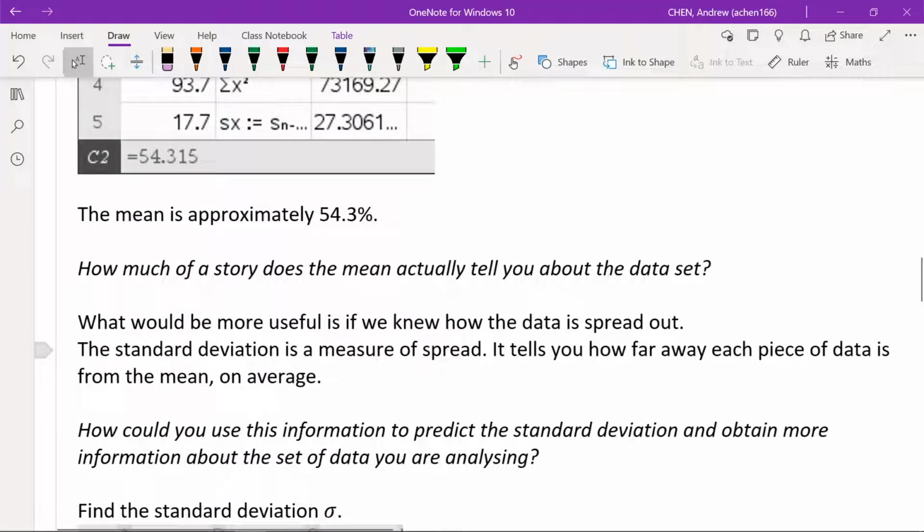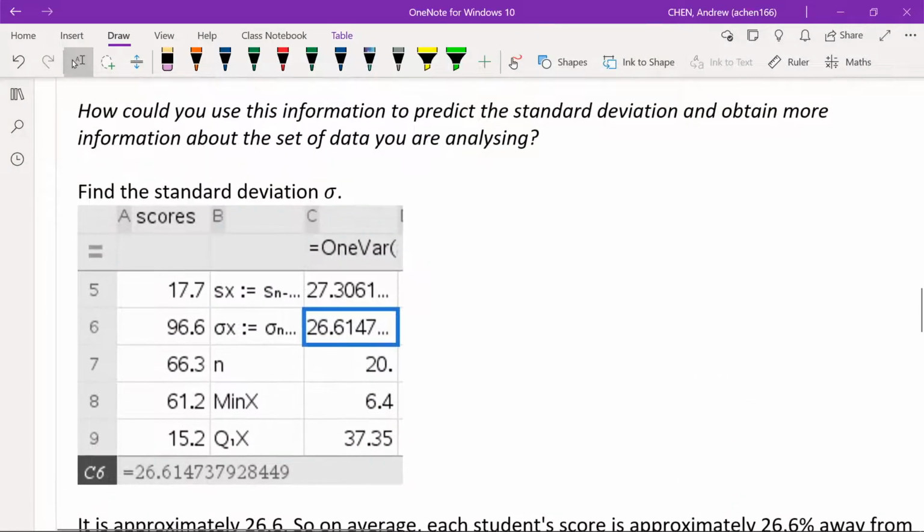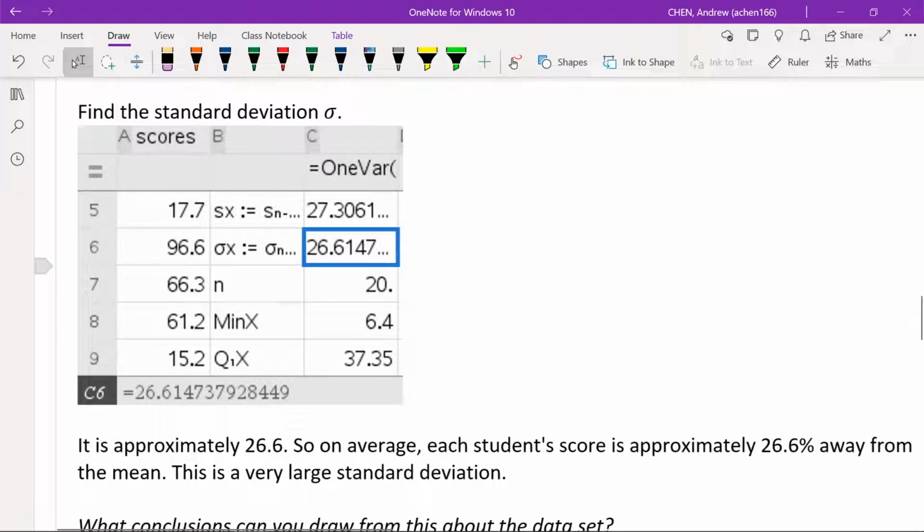So how do we calculate the standard deviation? Very easy. It's on the same page as the stats you just calculated. You want to find sigma, this Greek letter here. I'm not going to go into S versus sigma, but just know that pretty much all the time we're going to be dealing with sigma. The standard deviation in this case for this set of data has a value of 26.6. So how do we interpret that? Very simply, on average, each student's score is approximately 26.6% away from the mean.